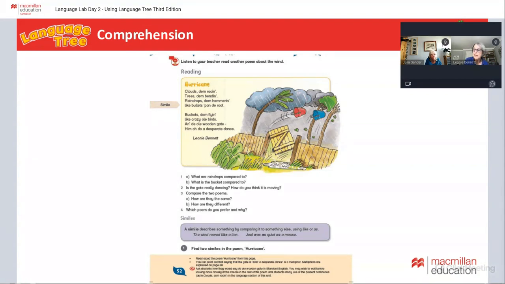And this is an example of the integration that underlies the whole approach of Language Tree. Grammar points arise out of the comprehension text, and they're not studied in isolation. Next slide, please.